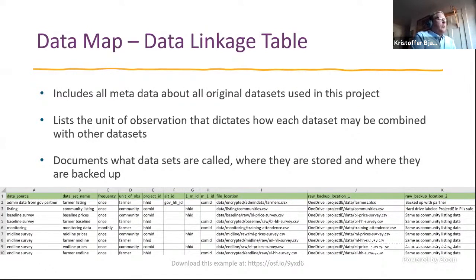But data sets with the same unit of observation can also be appended. Appending data sets means that you're combining them by adding more rows, meaning adding more observations. So if you have community listing from one region, and then you have community listing from another region, both of them have the same unit of observation but have different communities. You can append them to each other, so you add more rows, adding more observations. That is possible only if you have the same unit of observation.